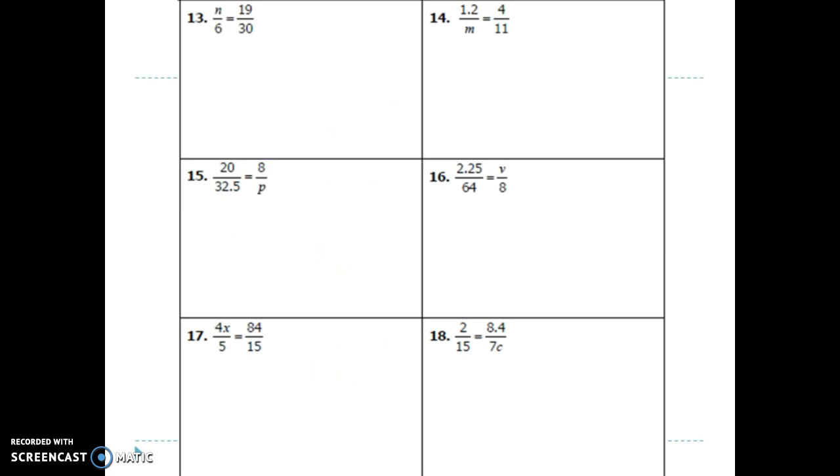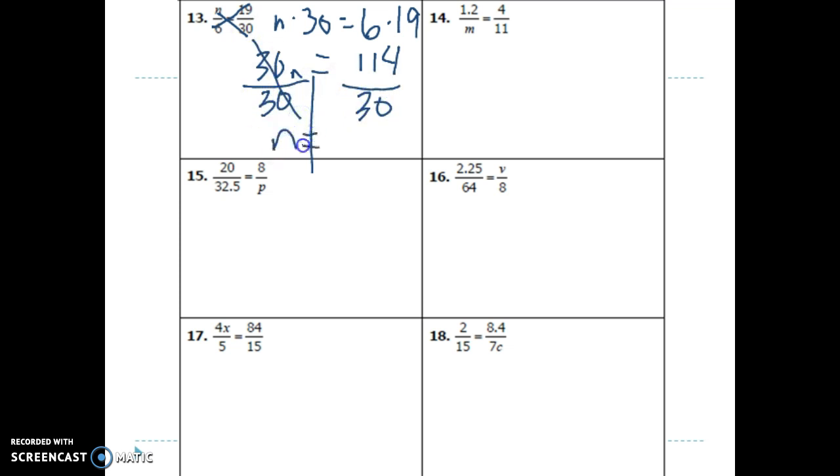Okay, here goes some more practice. 13. N is what we're solving for, and we do a cross product. So n times 30 equals 6 times 19. So here we go. 6 times 19 is 114, which equals 30n, or n times 30. I just like to write the number in front of the variable because it looks like a coefficient now. But either way, n is being multiplied. So to get n by itself, divide by 30.